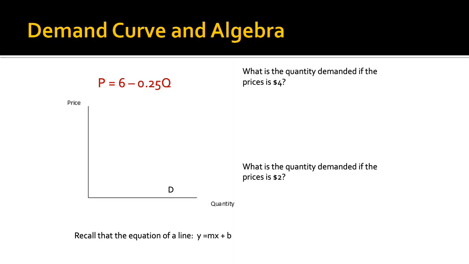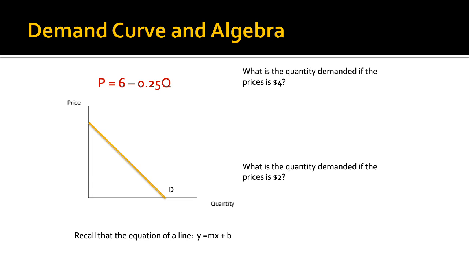Okay, some algebra and the demand curve. So the demand curve is a downward sloping line, and the price is of course our y-axis and our quantity is our x-axis. So recall that an equation for a line is y equals mx plus b, and here's our demand function. So let's graph it out.